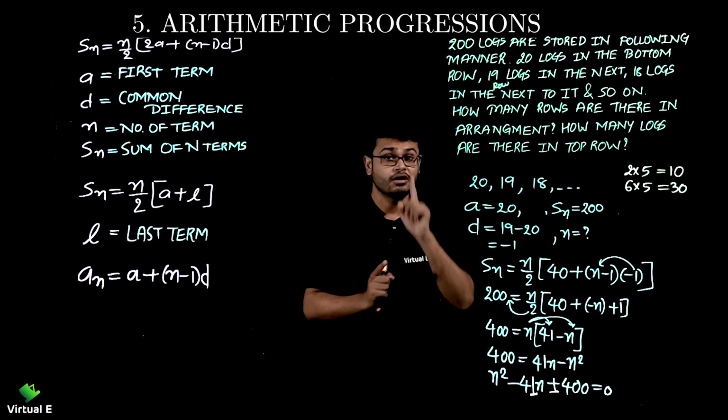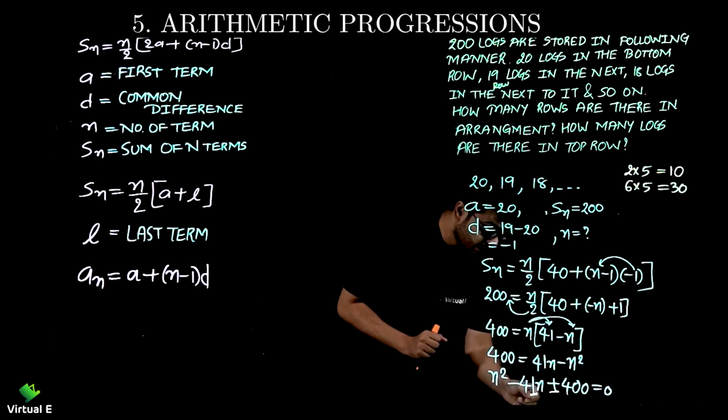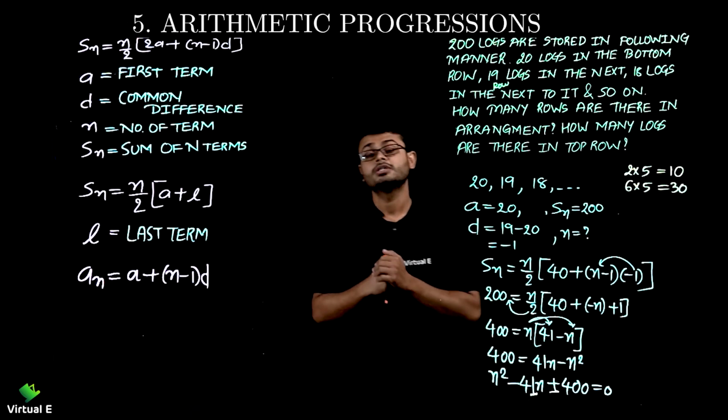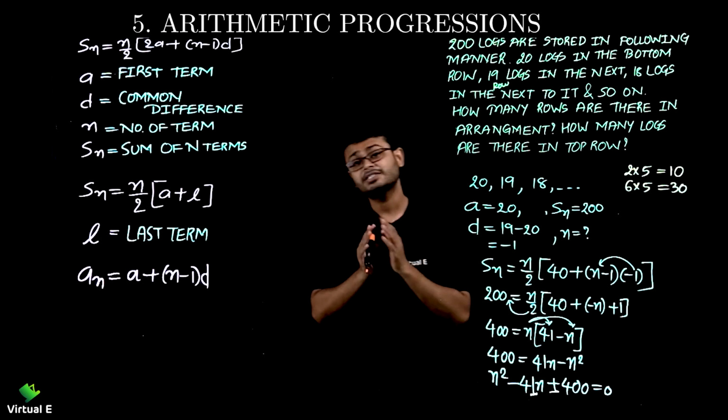Unit digit is what? 1. And what is the unit digit over here? 1. Ignore 4 for a while. Only see the unit digit. 1 over here. So I am going to take 6 into 5. But that is the unit place only.